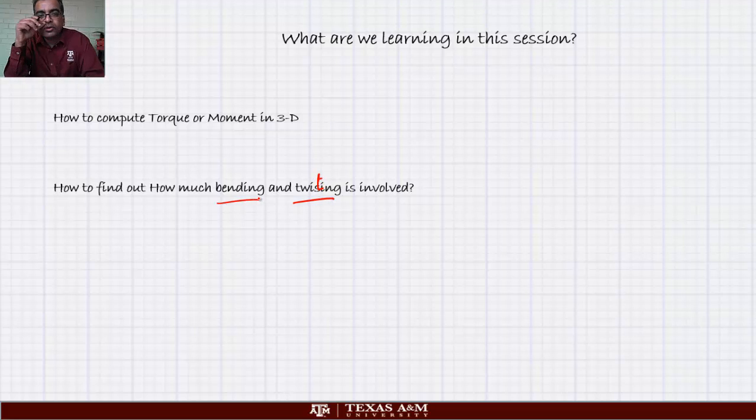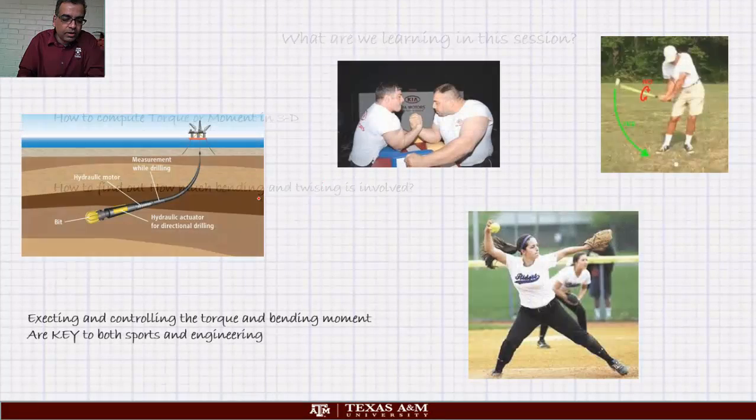Remember that we talked about the importance of bending and twisting. These are the two primary modes of failure for most things. So that's why we are interested in that. Okay. So this is a fairly straightforward deal.